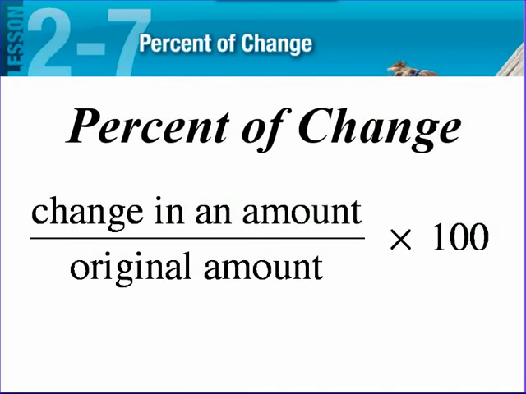Now this is a little different than what the book has. The book doesn't have times 100. We're taking it times 100 so that it is in percent form right away.